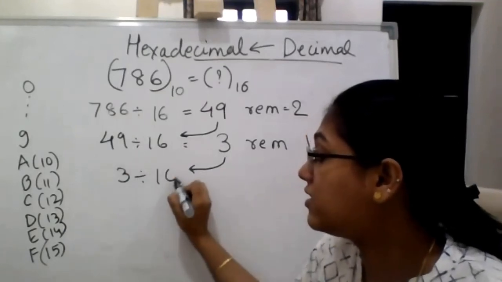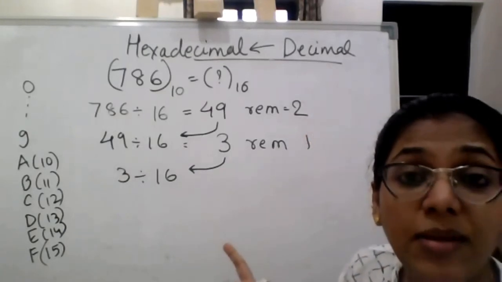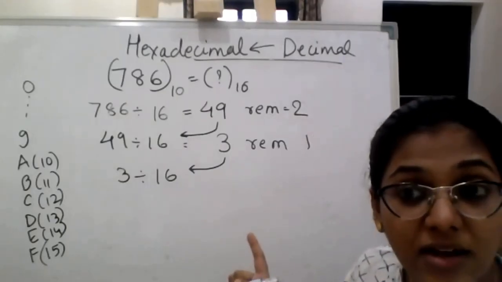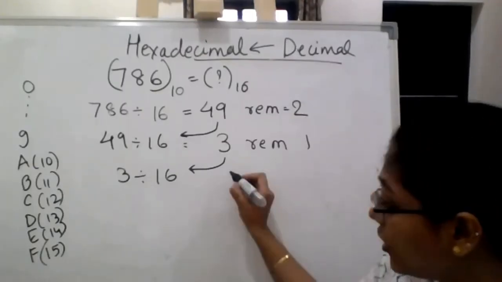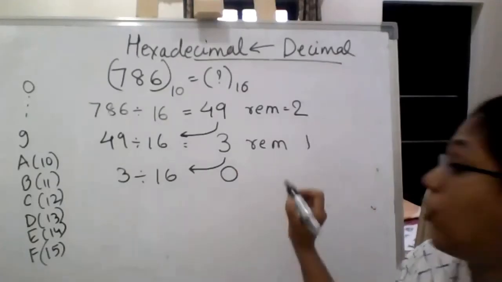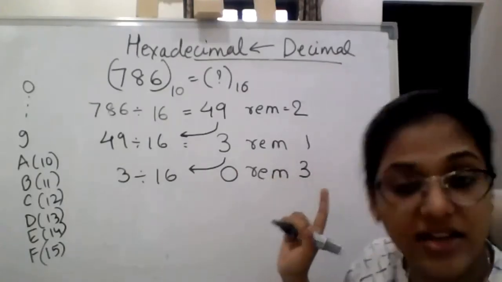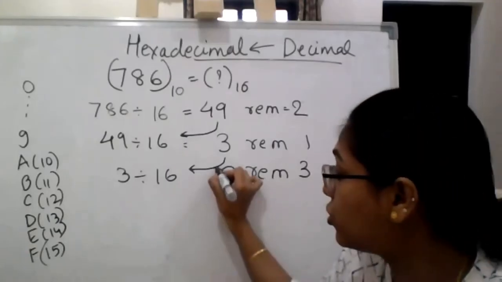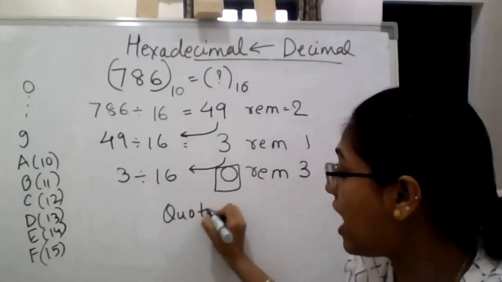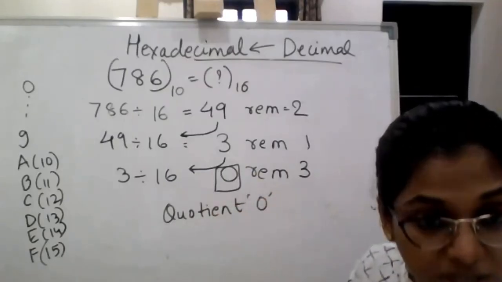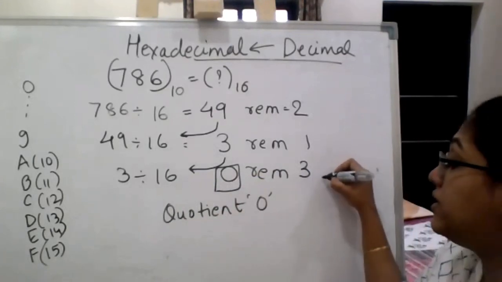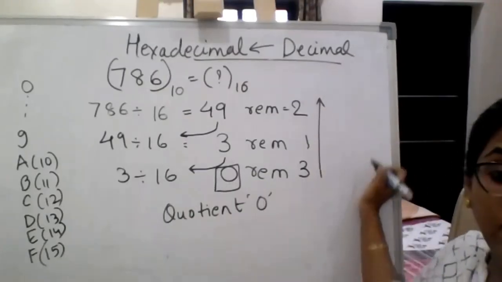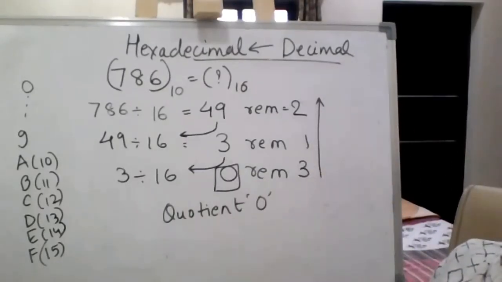3 divided by 16. Will 3 come anywhere near the 16 table? No, ma'am. The 16 table starts from 16 ones are 16. So here we get quotient 0 and remainder 3. Is my quotient 0 now? Yes. So I will stop the division here. Quotient is 0, and I will start counting the remainders from down to up. Did you understand?